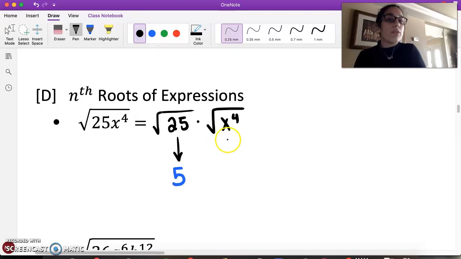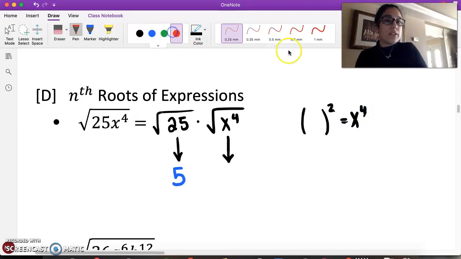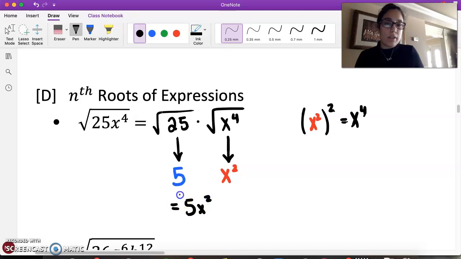What about the square root of x to the 4th? The question is, what squared gives me x to the 4th? The answer is x squared, because 2 times 2 is 4. So this would be x squared. Your final answer would be 5x squared.